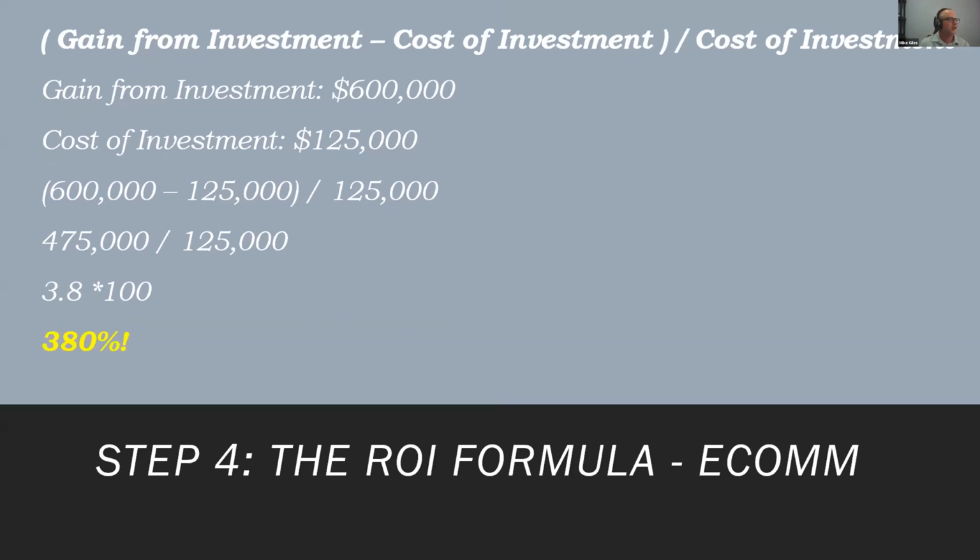So here's just an example of it. Say you made 600K in a quarter as revenue as part of your SEO efforts. The cost of your SEO is about 125K. You just do the simple math: 600,000 minus 125,000 divided by 125,000. You get 475,000 divided by 125,000. You get 3.8. Times that by 100 to make the percentage, and you have a 380% ROI.